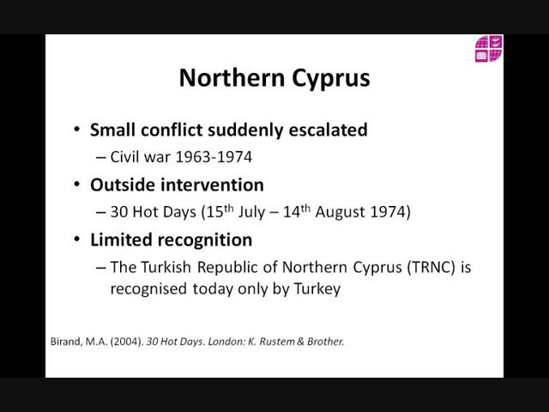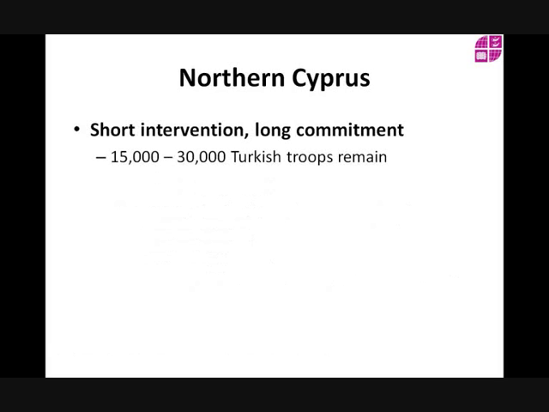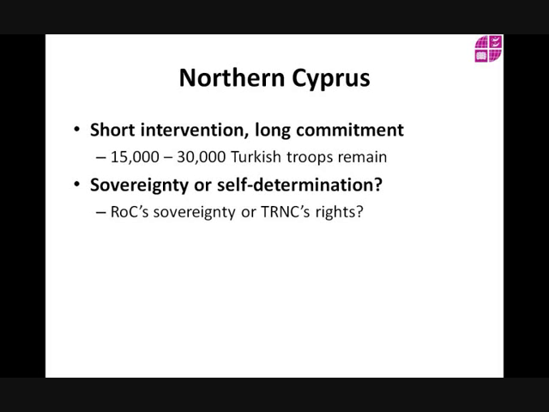So again, we have a short intervention and a long commitment. 30 days has led to somewhere between 15,000 and 30,000 troops remaining in Cyprus. These numbers are probably a bit high now. Since 2003, the numbers have slowly started to be reduced, and Turkish troops are needed on the border with Iraq and Syria. So it might be as low as 7,000, but they are still there, and the military bases are kind of noticeable.